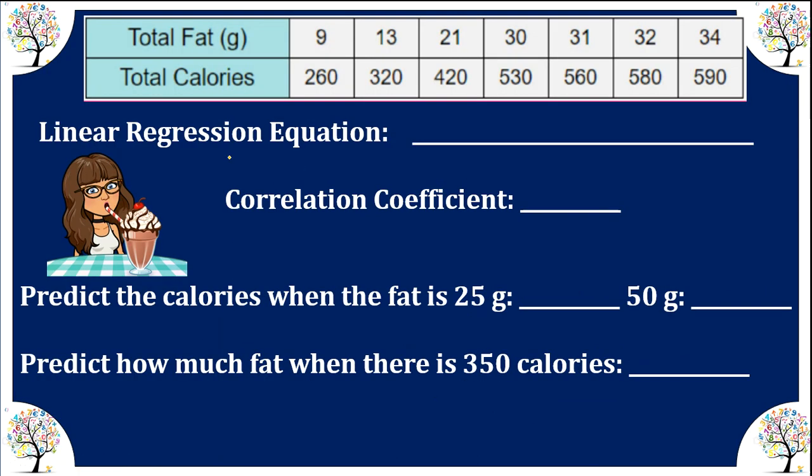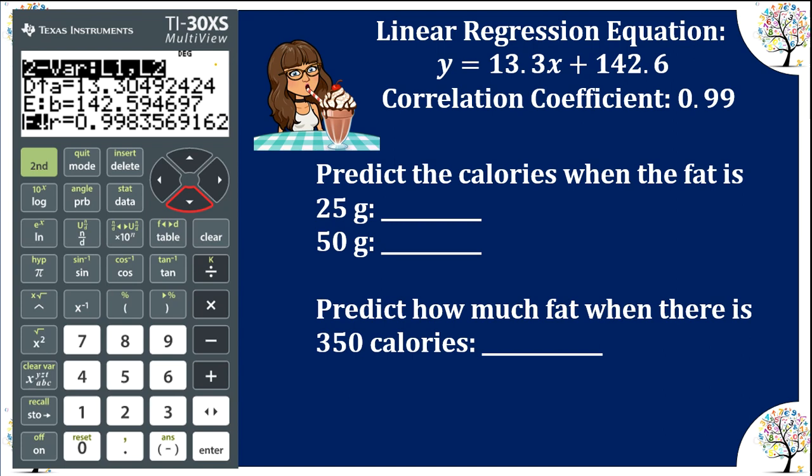Okay, here we have a table. Our list one, our X values, is the total amount of fat in something to eat. And then the calories is going to be our output. So let's see what we get here. When we put this in our calculator, I got a slope of 13.3 and a starting point of 142.6. Our correlation coefficient, 0.99, that is pretty strong there. So that is a strong positive correlation.